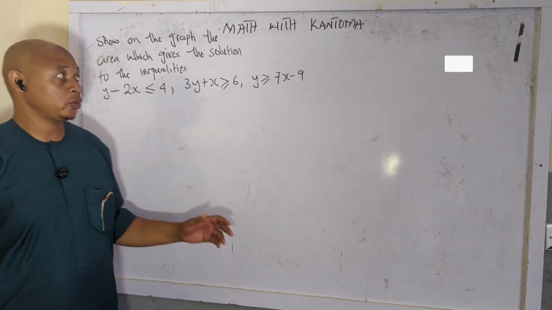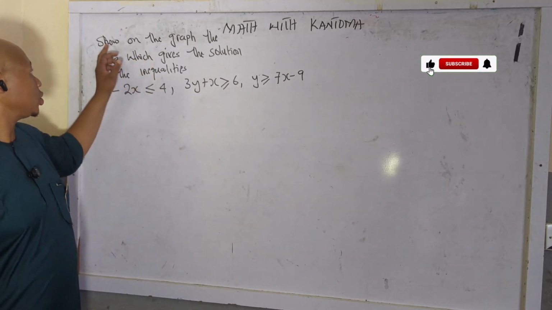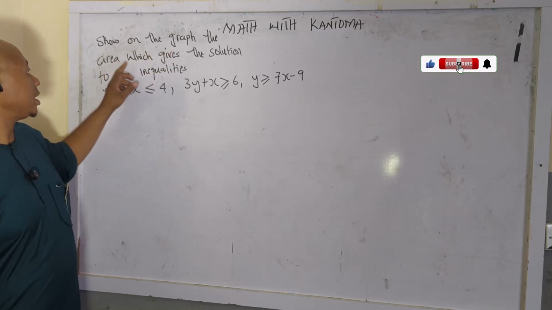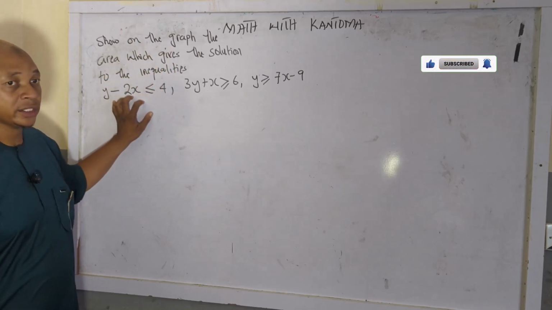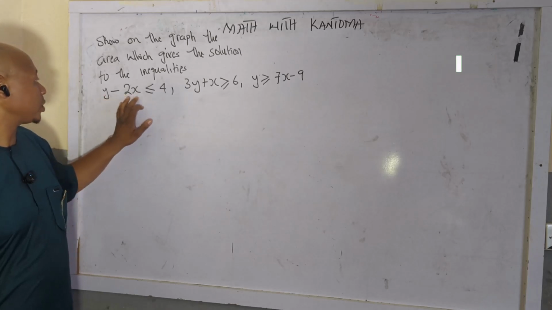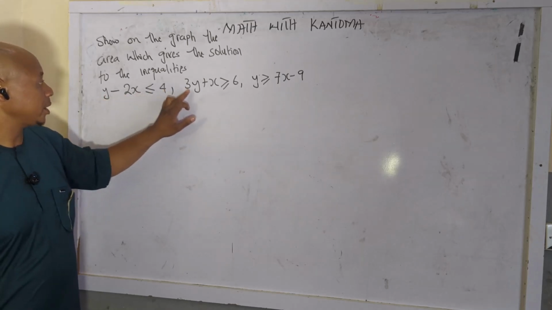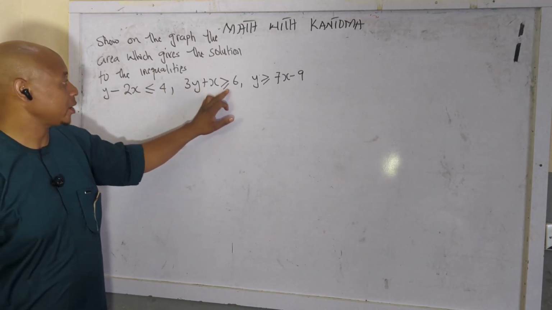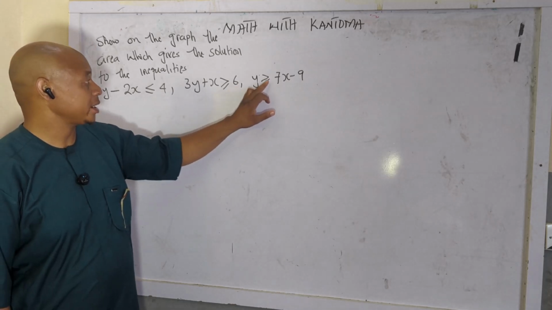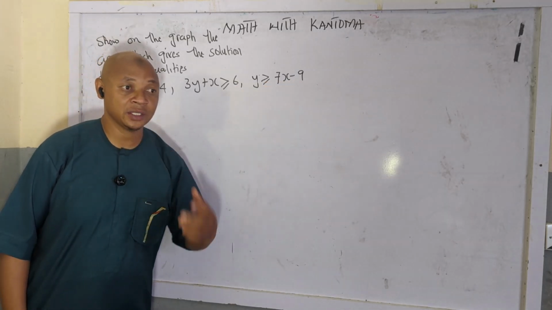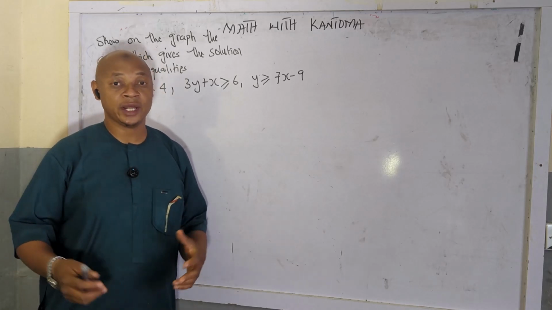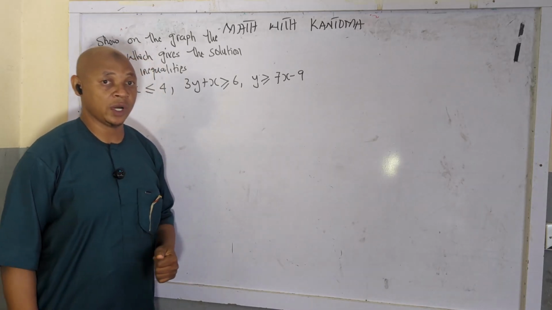In today's class, we'll be dealing with this problem. They said, show on the graph the area which gives solution to the inequality. So these are the three inequalities given: y minus 2x less than or equal to 4, 3y plus x greater than or equal to 6, and y is greater than or equal to 7x minus 9. So these are the three inequalities, and they ask us to show the area that satisfies this inequality.